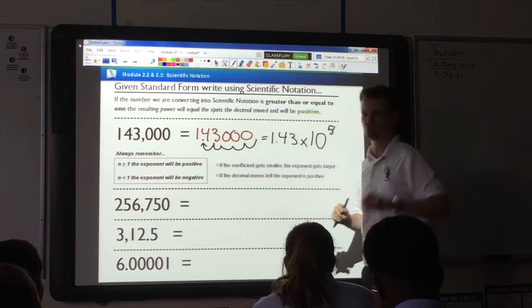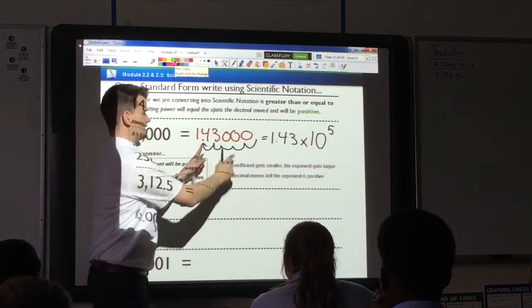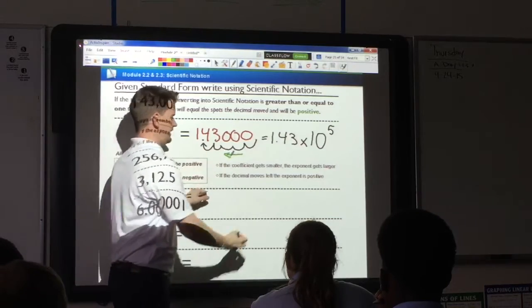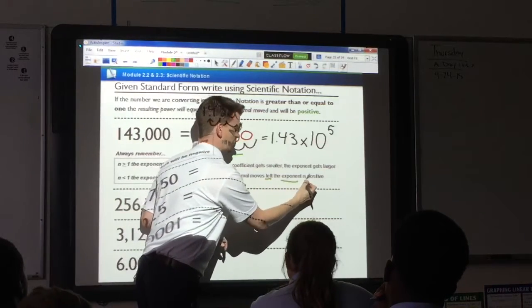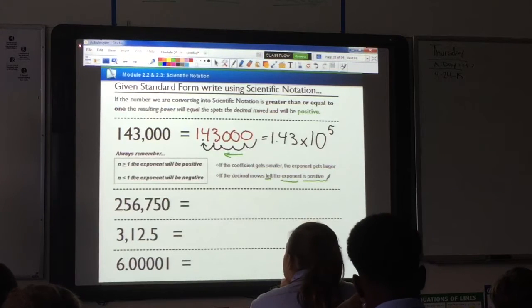Here's two ways that you can tell that this is going to be a positive exponent. The first way is you look at the original number. Which way did I move the decimal point? To the left. If I move the decimal to the left, the exponent is positive. If you move your decimal to the left, the exponent is positive.